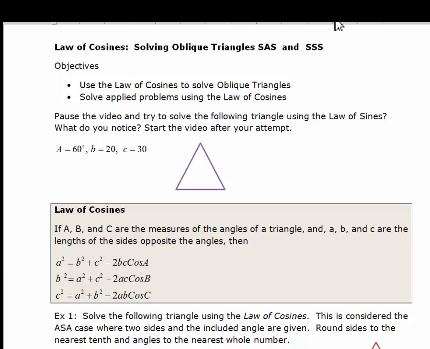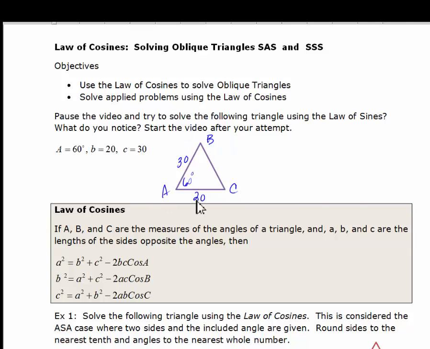So before we go over the law of cosines, I'd like you to try to solve this triangle using the law of sines. So pause the video and see what happens when you try to do that, and then start the video back up again. So I would first label the triangle. I'll draw a triangle and label.